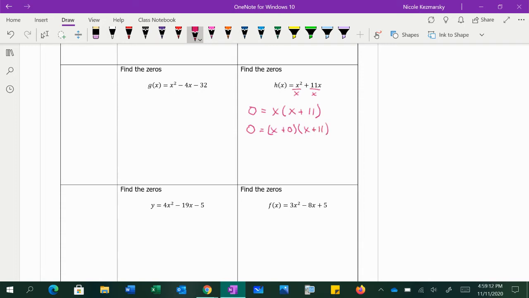And then this looks like the problem that we just did. And we can say x plus 0 equals 0, and x plus 11 equals 0. Well, x plus 0 is just going to be x. Nothing changes. So we're going to end up with x equals 0. And then we can subtract the 11 and end up with x equals negative 11.